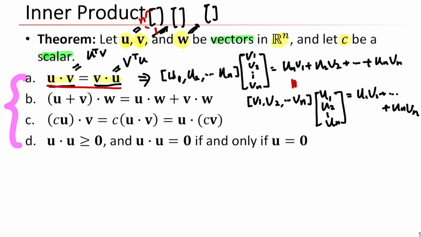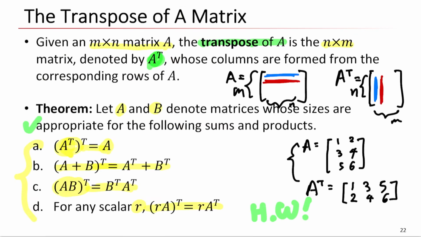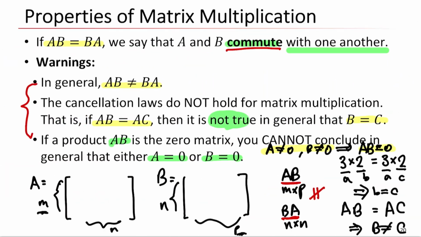What else? The dot product of u plus v and w is equal to the dot product of u and w plus v and w. Okay, so this is the inner product. This is just the distributive rule. Okay, let's see lecture 5.1.